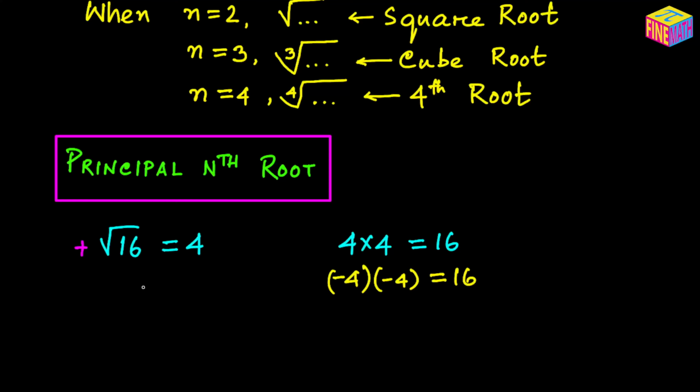So the principal root is the value which has the same sign as the radicand. You see the radicand itself, the number 16, has a positive sign. So that is why the principal root is 4.